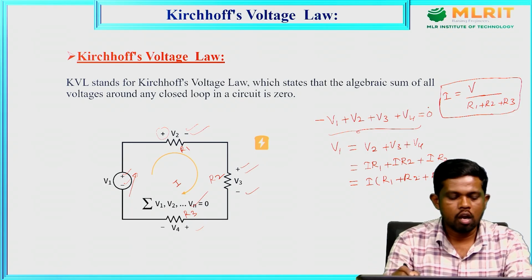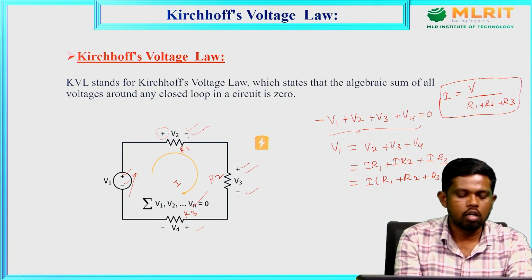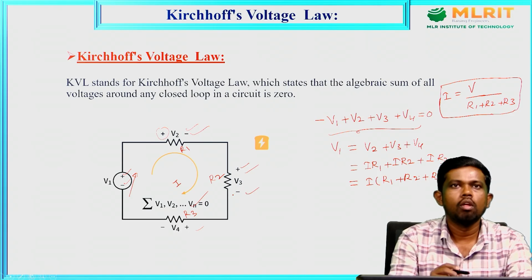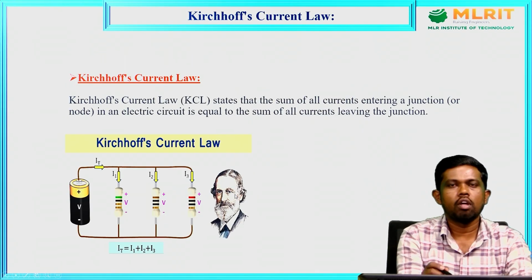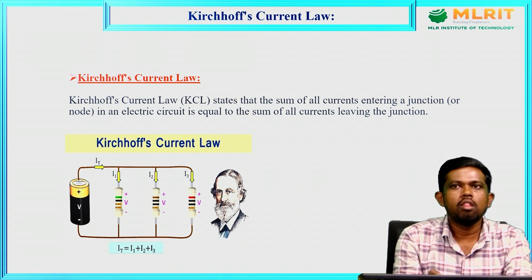So based on this current, we need to find out the individual current through each and every element. So this is the Kirchhoff voltage law. Now coming to the Kirchhoff current law. It is also applicable in electrical circuits only.